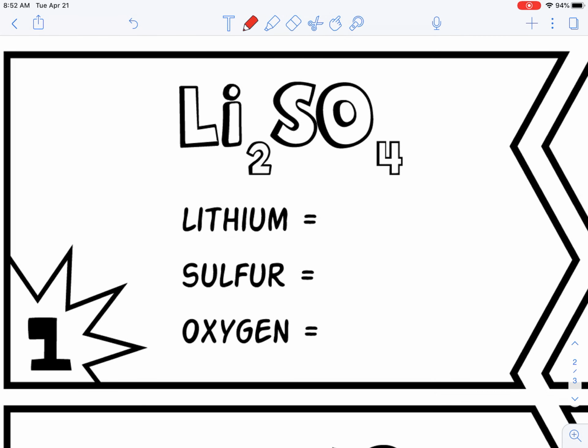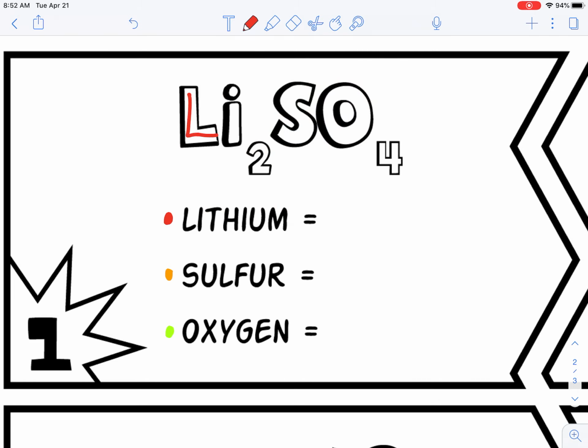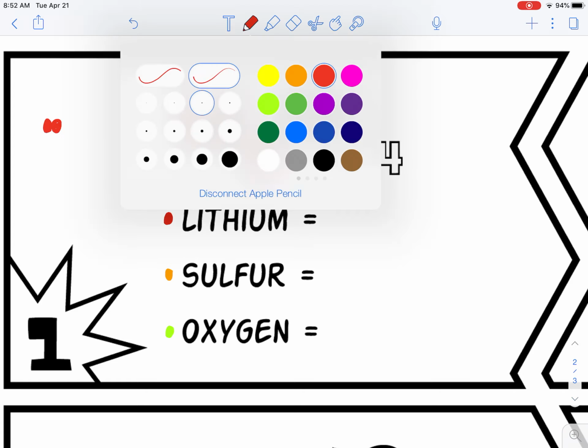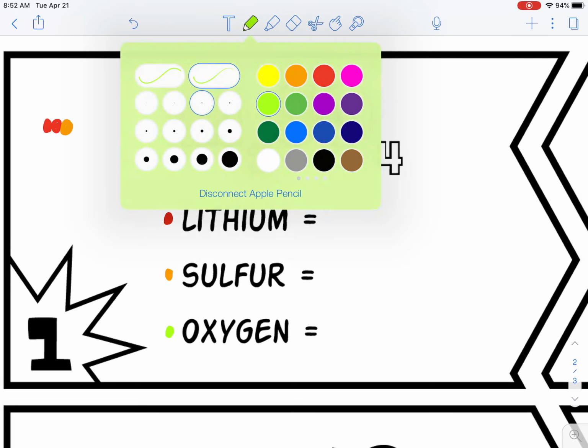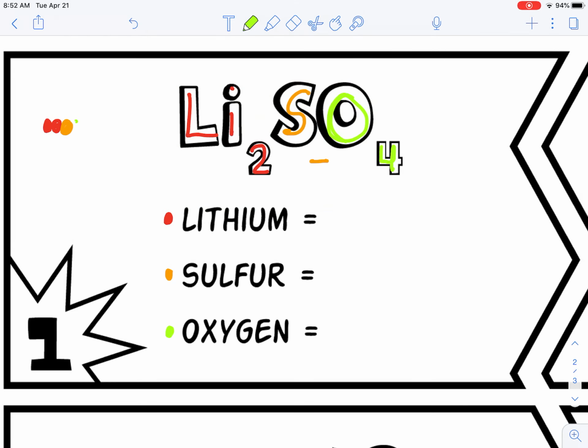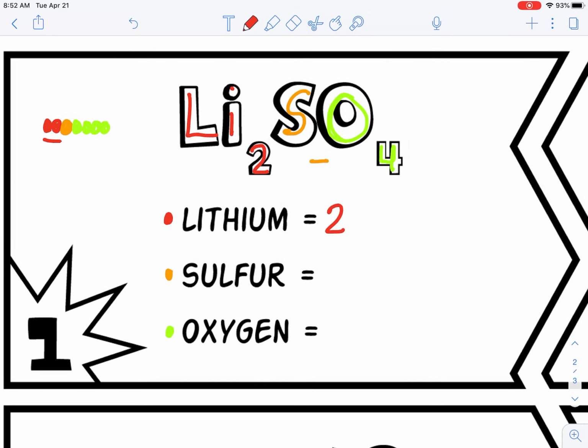All right, so here I have lithium, sulfur, and oxygen in my Li2SO4. So we'll assign them some colors, and we'll start drawing some pictures for the first couple. Li2 means I'm going to have 2 lithium dots. S has no subscript, so I'm just going to have 1. And oxygen, there are 4. 1, 2, 3, 4. So if I count them up, I have 2 lithiums, 1 sulfur, 4 oxygens.